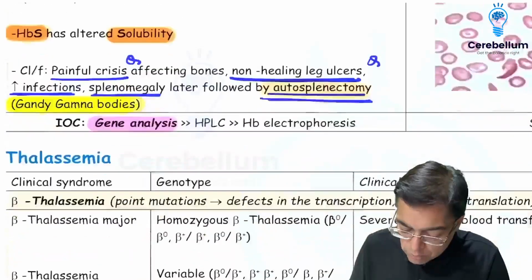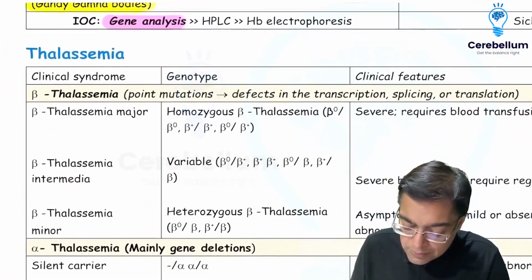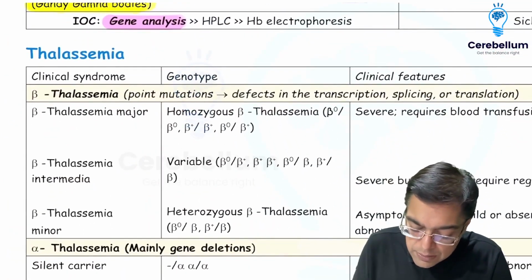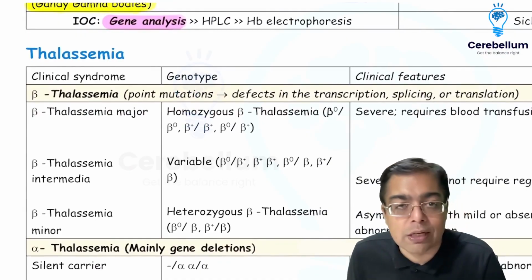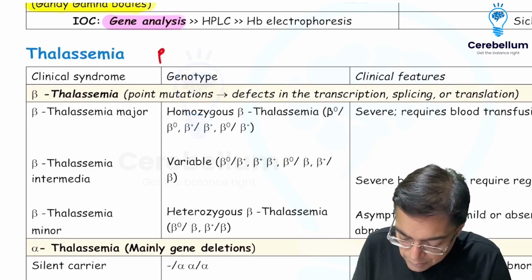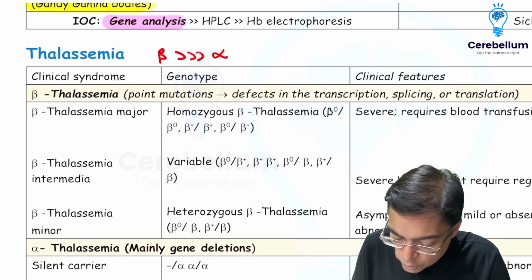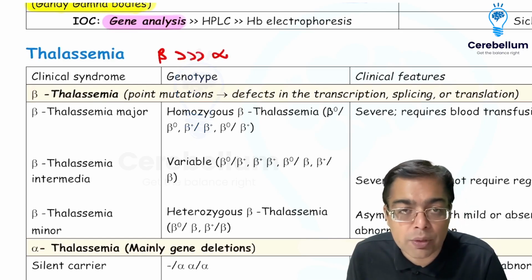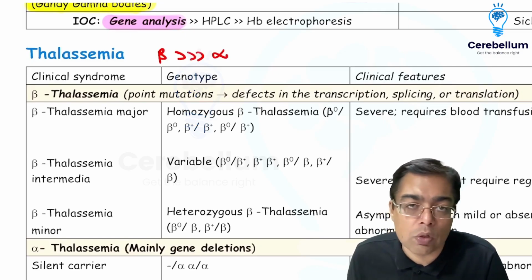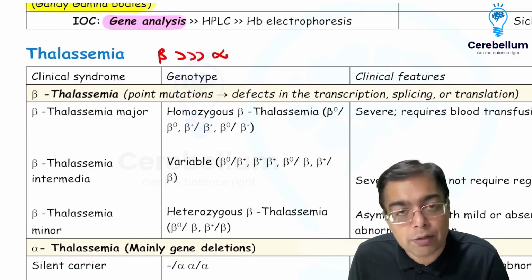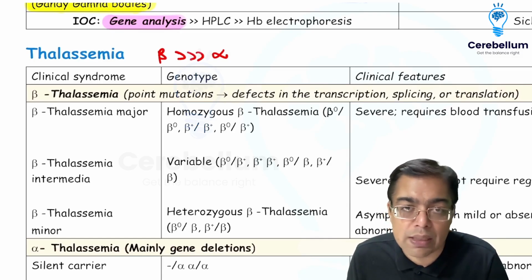Whenever we are talking about the other important example of a hemoglobinopathy, that is thalassemia. Thalassemia can affect either the beta chain or the alpha chain. It is beta thalassemia which is far more prevalent in comparison to alpha thalassemia. And the reason attributed is that beta thalassemia is caused because of gene mutation, alpha thalassemia is caused because of gene deletion.